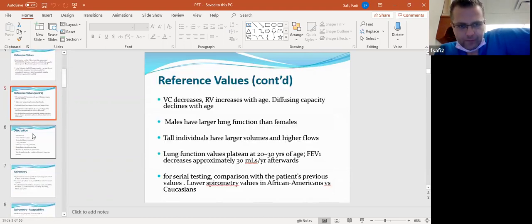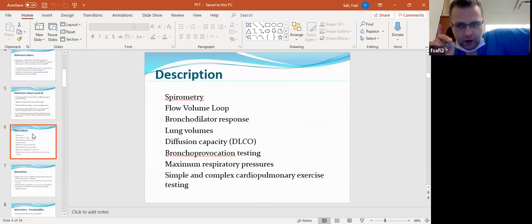So this is the first part of the pulmonary function test, the spirometry and the flow volume loop, which I showed you. Another part of the test we call the bronchodilator response, where you give albuterol or a beta-2 agonist, and then you see what happens to the pulmonary function test after you give that, and you see if there is some improvement in the FEV1 and FVC, or there's no improvement.